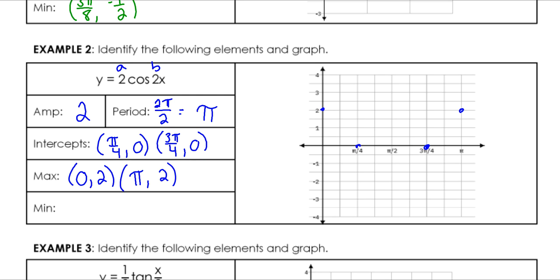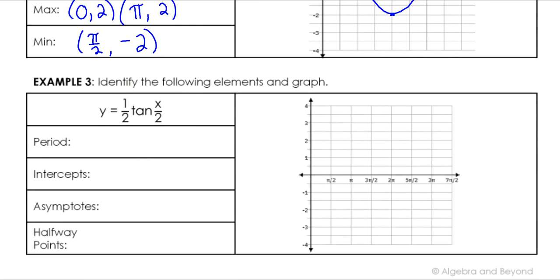And then our minimum, remember, is kind of going to be in the middle of those. So the middle of that is going to be half of 2 pi over b, which is pi over 2. And then it's going to be at the negative of a value, so negative 2. So it is at pi over 2 in the middle here, down at negative 2. So this cosine function comes down and goes back.